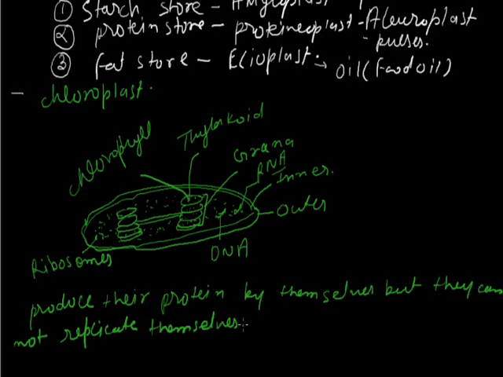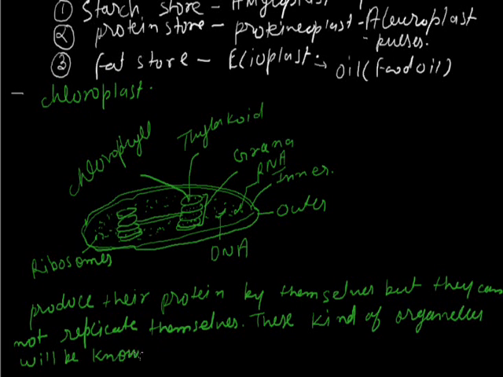Again, one question arises: what is the meaning of replication? Replication is a simple process to produce the same kind of structure. It means they can produce their own protein, but they cannot produce their numbers. So organelles like mitochondria and chloroplast have the ability to produce protein, but they cannot replicate themselves. So these kinds of organelles are known as semi-autonomous cell organelles.